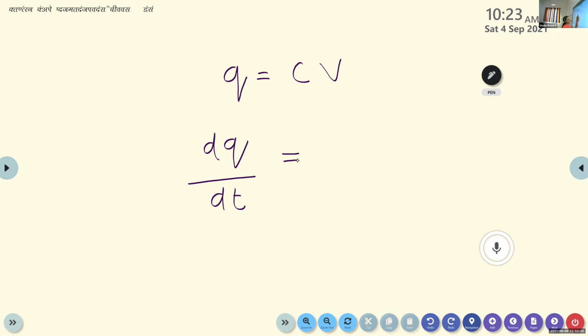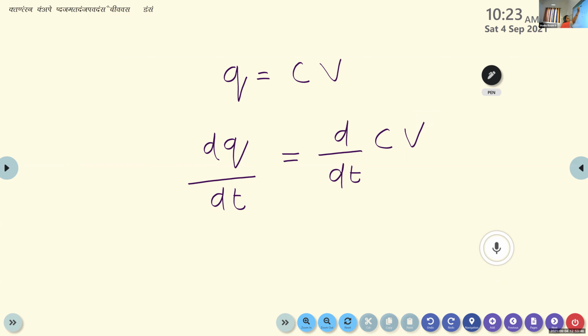dq by dt is equal to d by dt of CV. The charge stored in a capacitor is given by Q is equal to CV. But here we didn't want any expression for the charge stored in a capacitor. We want to calculate the current that is generated in a capacitor when it is connected to an alternating source of EMF, V is equal to Vm sin omega t.